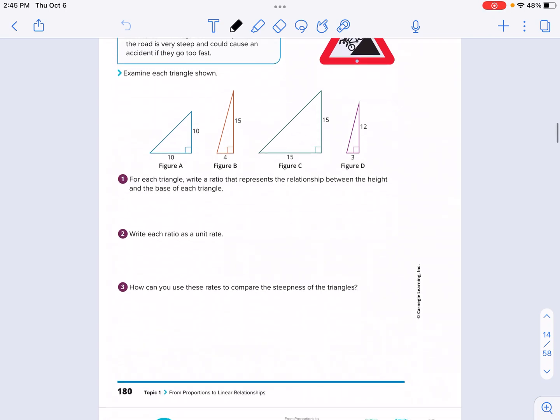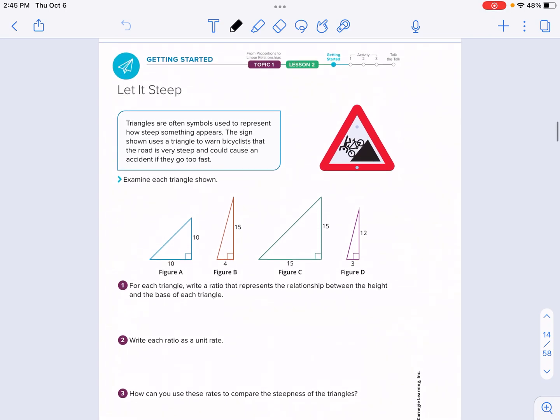We are starting on page 180, titled Getting Started, and it is Let It Steep. All right, so we're going to start here. This is Module 2, Topic 1, Lesson 2. On page 180, we're going to go through Getting Started, Activity 1 and Activity 2.